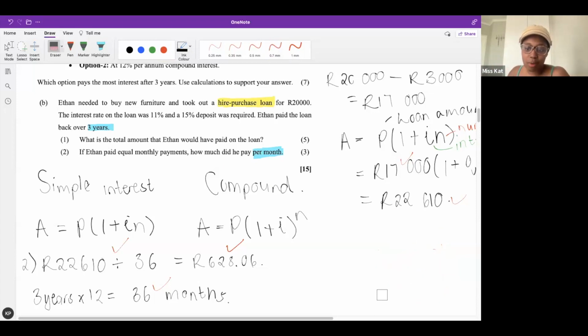Yes, so those are 3 marks, guys. It's for the method of division. This is a method mark. The 36 months is an accuracy mark. It has to be exactly 36 months. And then, of course, your final answer.